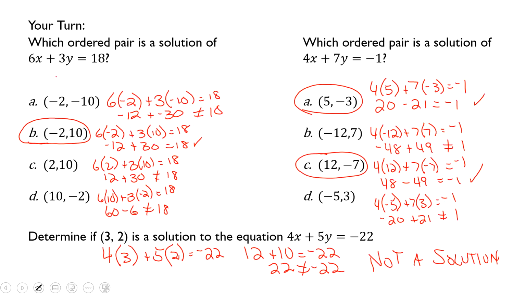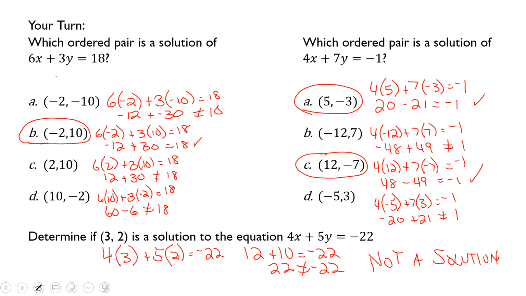The second one, there ended up being two solutions for you to pick, A and C. When you did the math through, you ended up with 20 minus 21 equals negative 1, and 48 minus 49 equals negative 1. The other two possible answers didn't work. They all came out to be positive 1, which doesn't work.